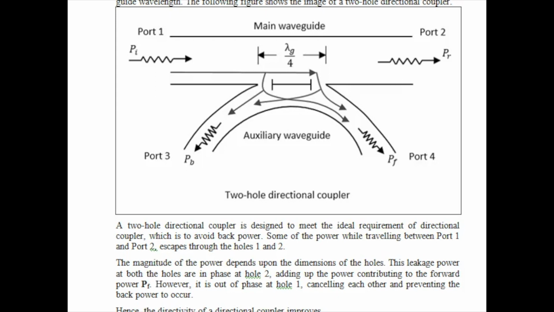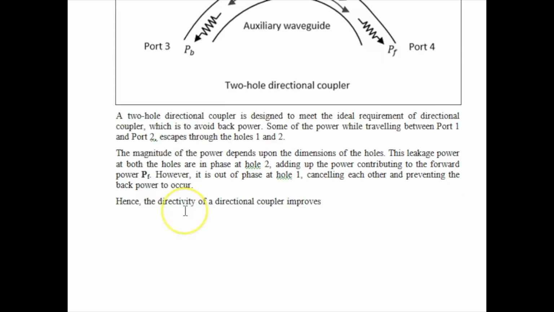It is a device which is used for power measurements, and it mainly has 4 ports: port 1, port 2, port 3, and port 4. And that's all about the directional coupler.